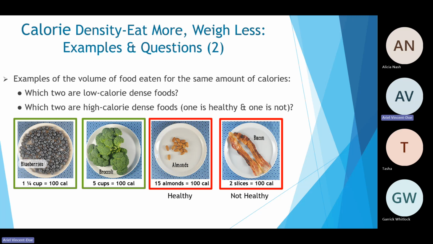So can you guess which two are low calorie dense foods? Give you a minute to look on the page and think about it. Blueberries and broccoli are the low calorie dense foods. Which two are high calorie dense foods? Of course, the last two that are left. One is healthy and one is not. So if you remember from when we talked about the high calorie dense foods, the nuts are the healthy one, the bacon is the not so healthy one.